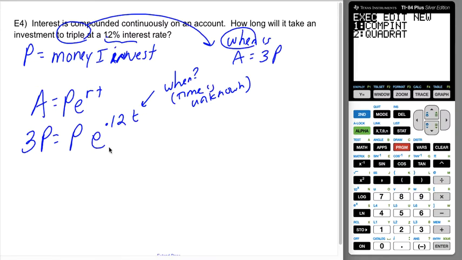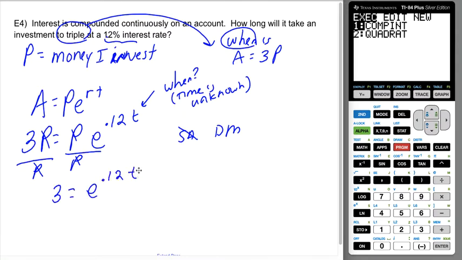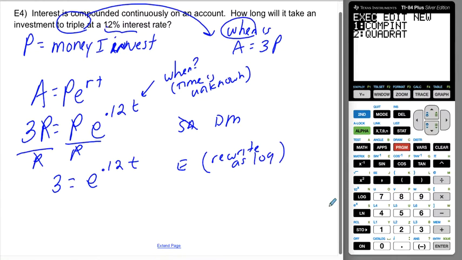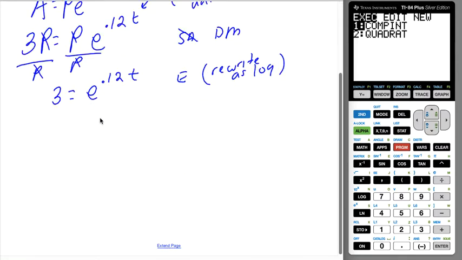So I'm going to start solving for t. There's no subtraction or addition, but there is division or multiplication to solve for t. I can divide both sides by P, and P is going to disappear. So I get 3 equals e to the 0.12t. Now I want to solve for the exponent. The only way to do that is to rewrite this in log form. When I rewrite this as a logarithm, it's going to be log base e. Recall that natural log is the same as log base e. We don't really write log base e.